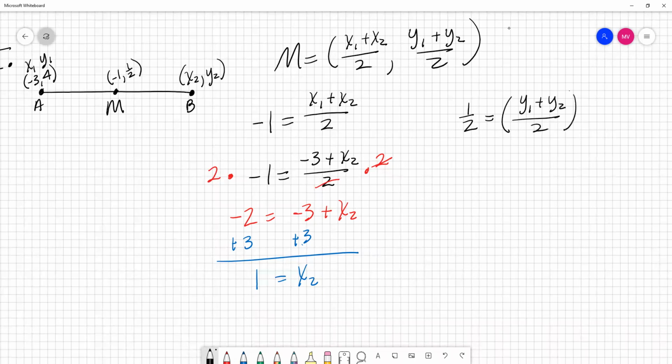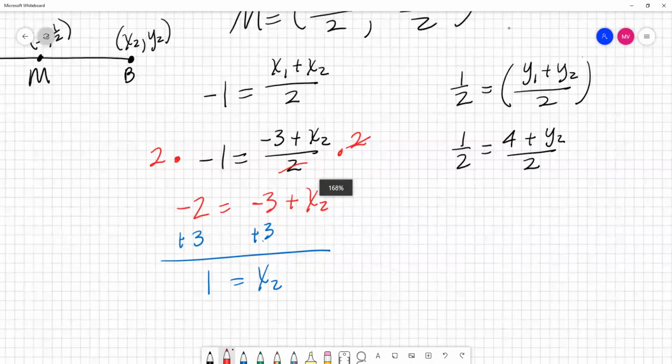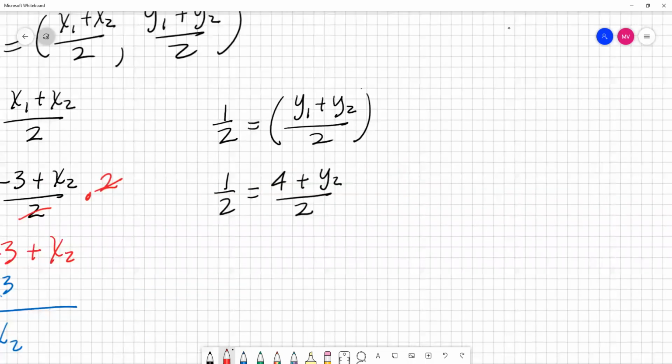All right, so 1/2 equals, you have a y1, it's 4 plus y2 over 2. We divide both sides by 2. Use a different color. We're doing y now. Same process. You just figured out your x. Now you got to figure out your y.